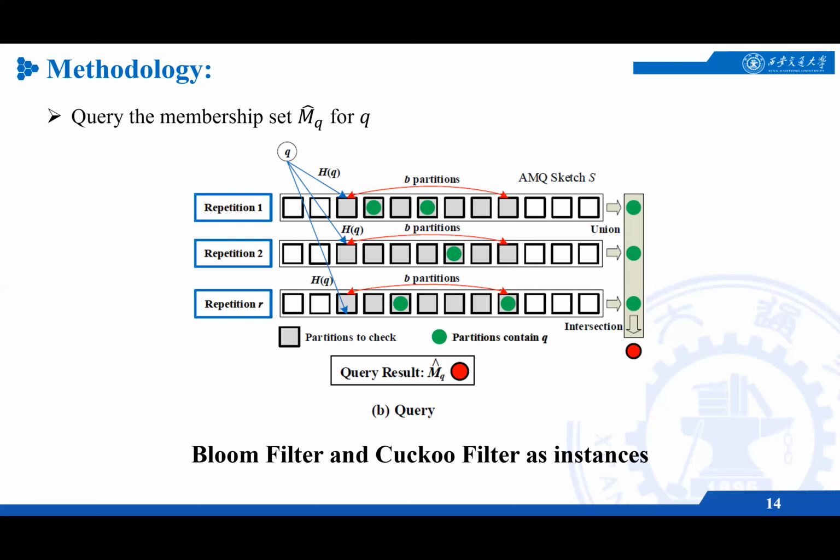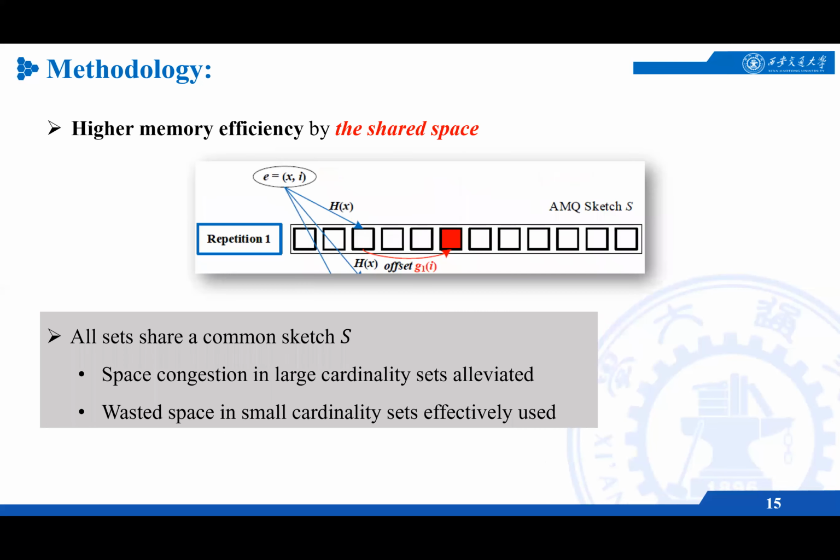There are several good properties for the CFC framework. At first, CFC achieves high memory efficiency through shared space. All sets are compressed into a shared sketch, and elements are distributed evenly. Therefore, space congestion in large cardinality sets is alleviated, and wasted space in small cardinality sets is effectively used.